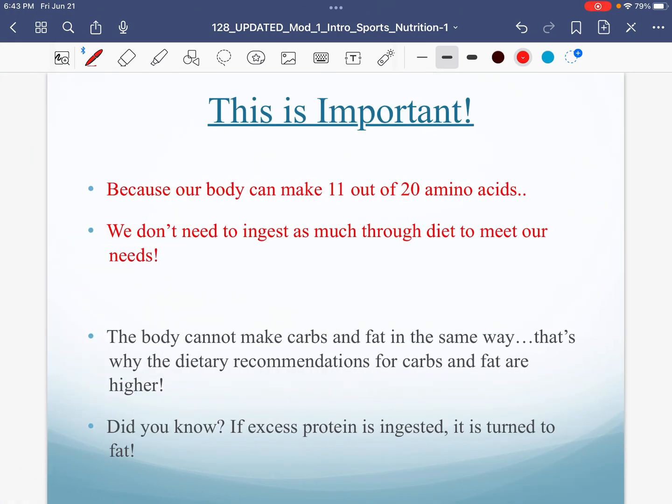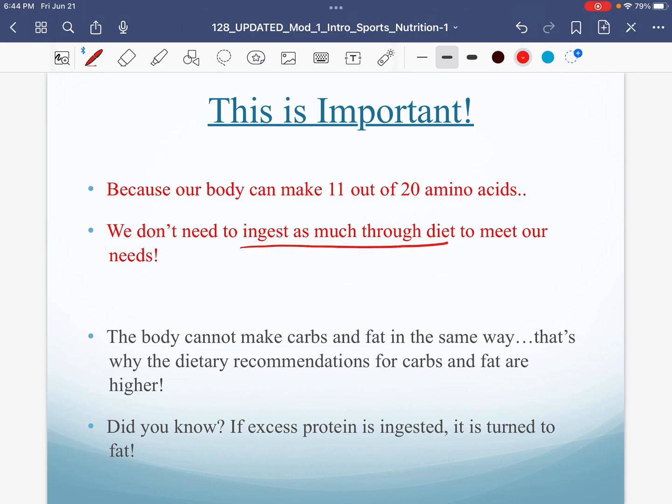Now here's the point. Because our body can make a lot of the amino acids we need, we don't need to ingest as much through diet as you might think. A lot of times when I teach this class in person, I'll pose a question. Of the big 3, carbs, fat, and protein, what do you think we need to eat the most of? Carbs, fat, or protein? What do we need to eat the most of? And a lot of people will say protein.